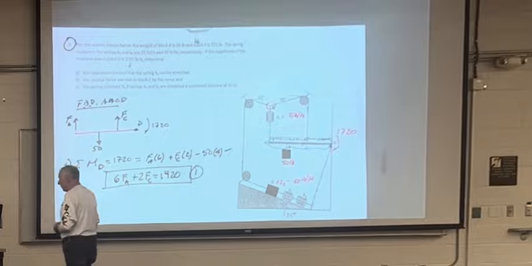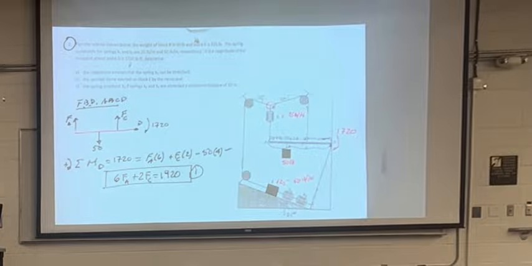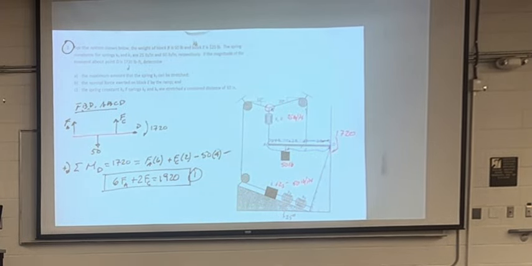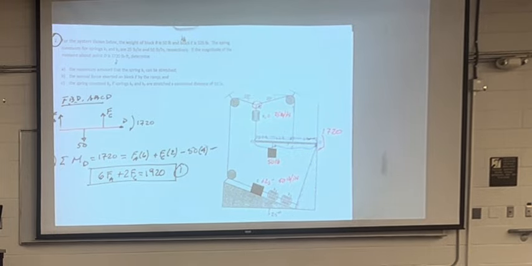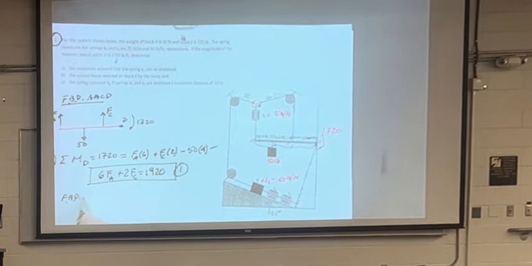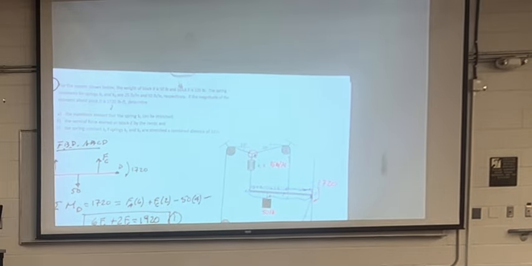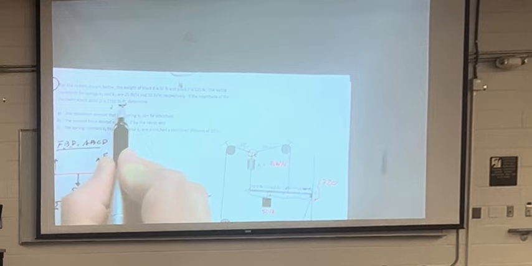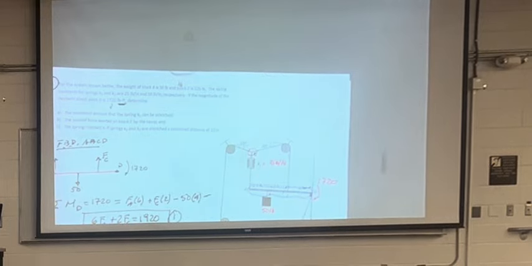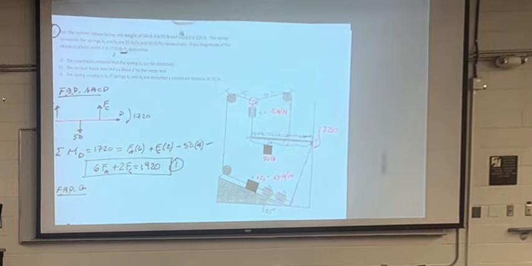Doesn't matter. We know it's 1720. So I'm going to set this equal to 1720. Whether it's clockwise or not, it doesn't matter. Next, I'm going to do a free body diagram at G. Right now, this one is no big deal because this moment is in pounds-feet and these are all in pounds, so I have no problem. There are no mismatched units on this one.